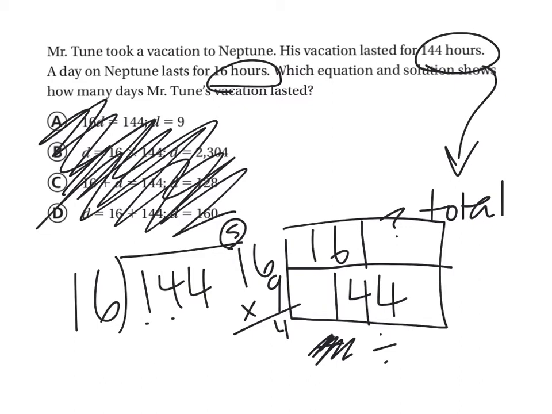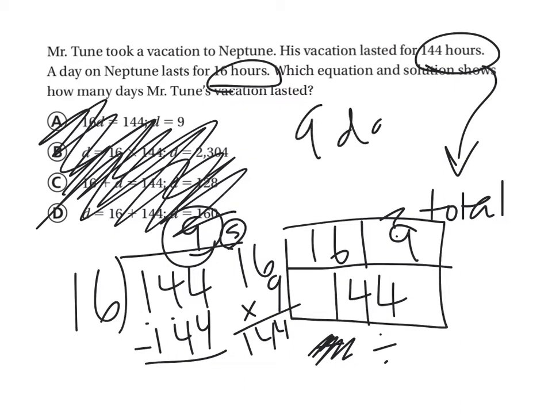Plus an extra 5 there is going to give me that 14. So yes, 16 does go into 144 equally 9 times. So 9 is 9 days, because that's basically what we're solving for. How many days was he there is going to be our answer.